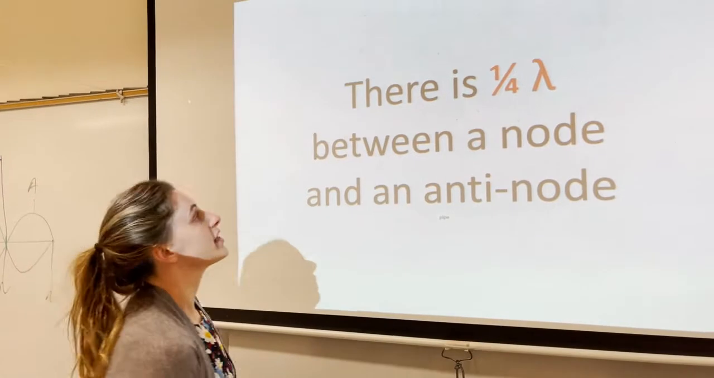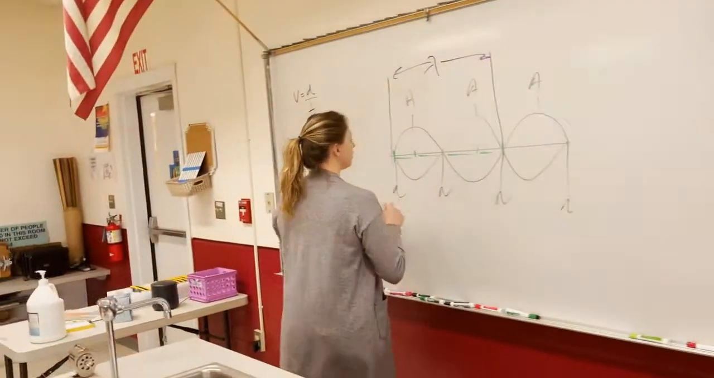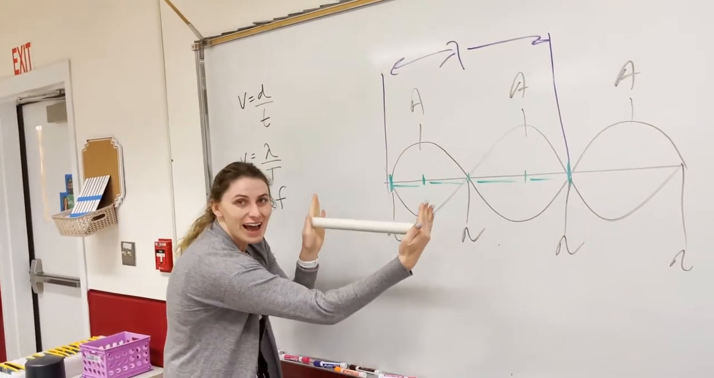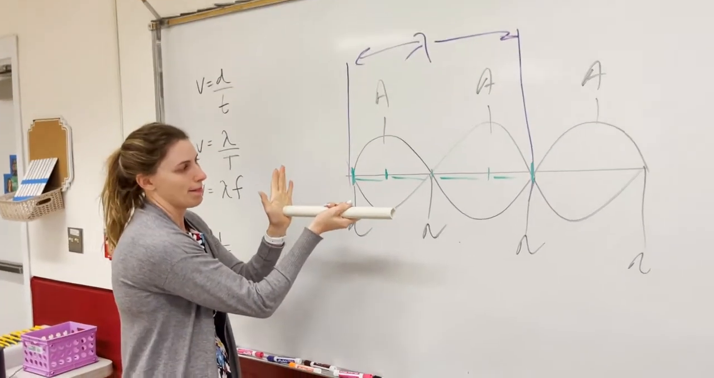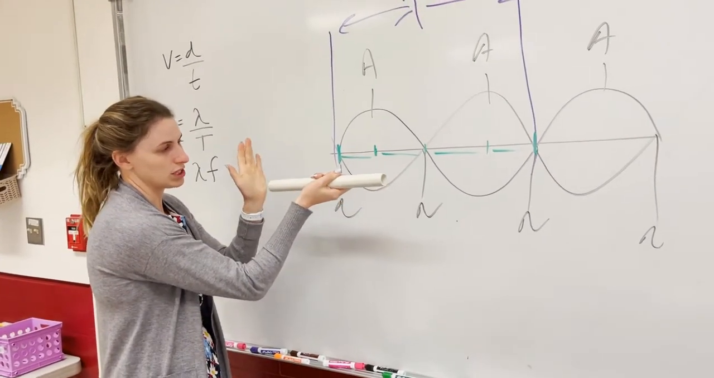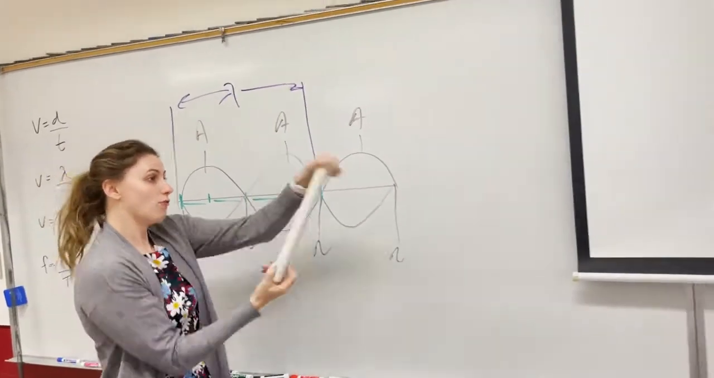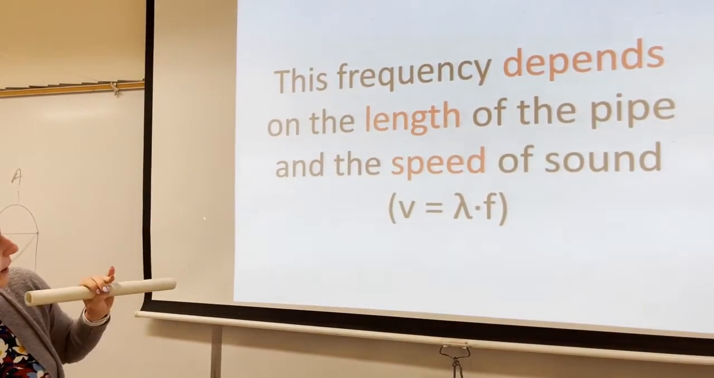All right, so there is a 1/4 of a wavelength between a node and an antinode. There is a 1/4 of a wavelength between here, a node and an antinode, and that is what we have. So slap the pipe here and make the sound. You've got 1/4 of a wave. How long is the whole wave? Well, it's going to be this length times 4. 1, 2, 3, 4. That's right.